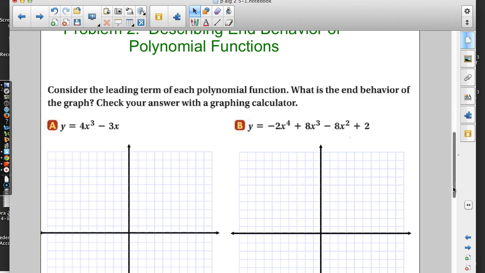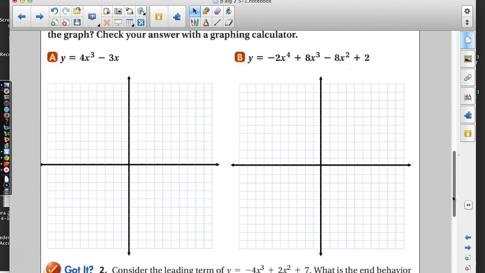What is the end behavior of the graph? And then check your answer with the graphing calculator, because this is stuff that you haven't graphed before. So 4x cubed minus 3x. All I have to look at is, is this in standard form? Well, there's the highest power right there, and this is the only one after it, so it's in standard form. So that means I look at the fact that this is a 3, and I say, well, that's odd.